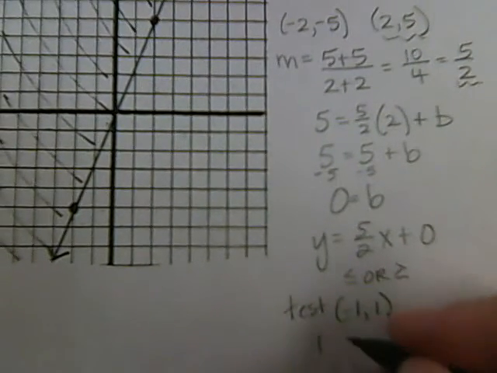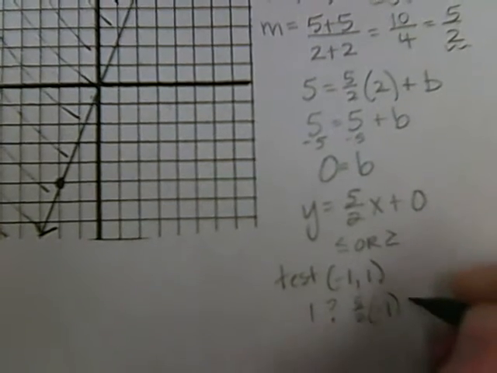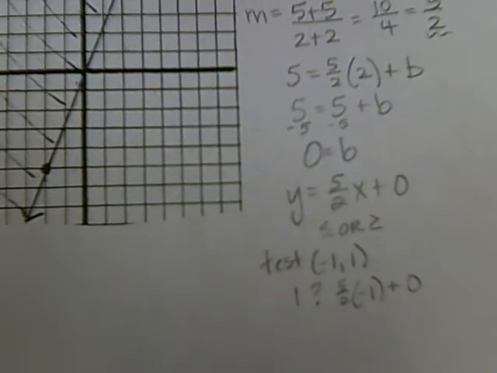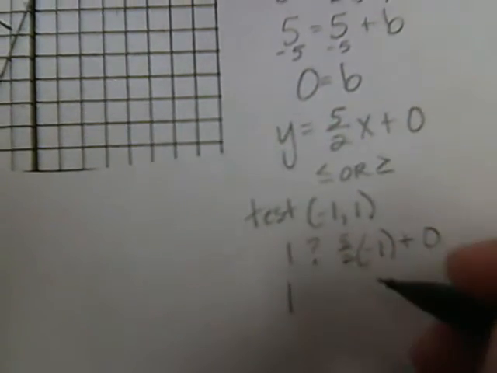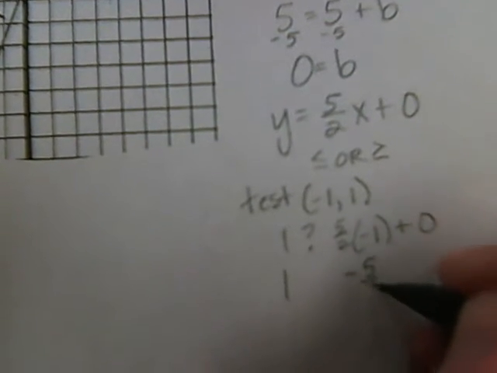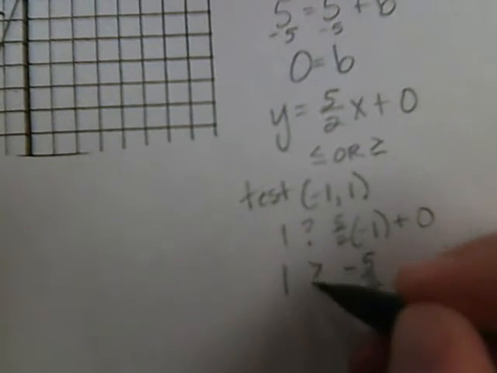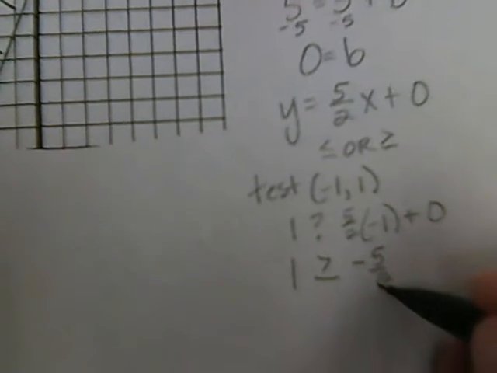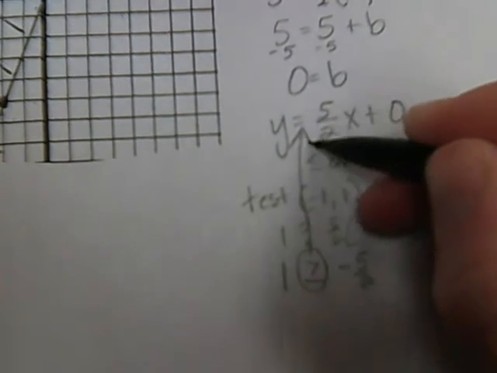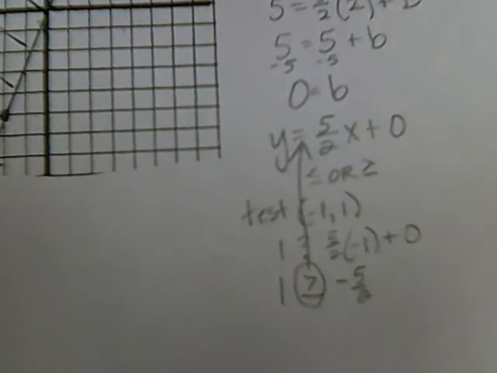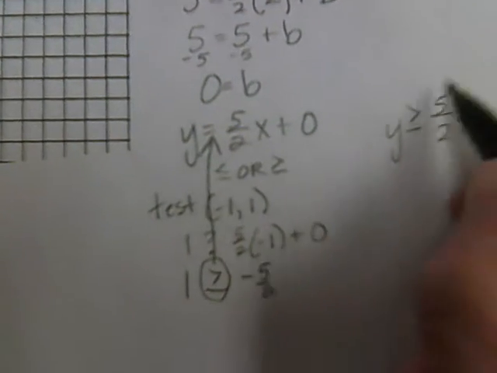So 1 is what compared to 5/2 times -1 plus 0? Well, that would be 1, and this would be -5/2. Obviously, plus 0 is not going to change it. 1 would be greater than or equal to -5/2. So that symbol right there goes all the way up and replaces that equal sign. So my final answer is y is greater than or equal to 5/2 x.